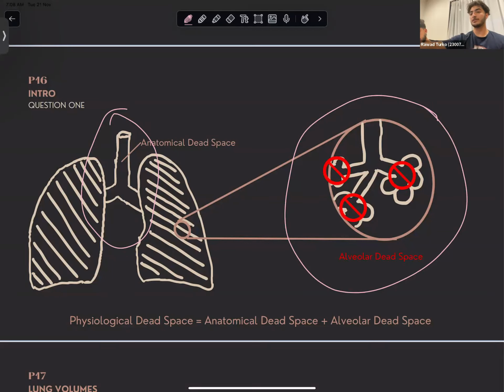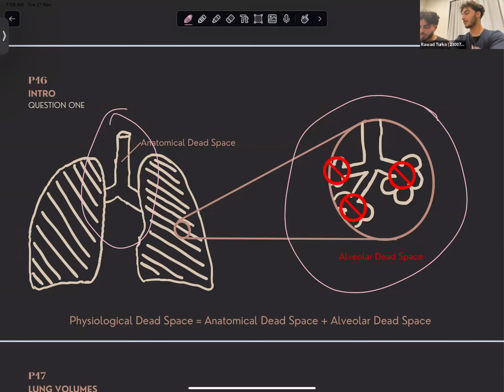Does that make sense? That's why in normal patients, it can be equal, and in patients that have some obstruction, it will be greater. But physiological dead space is always at least the anatomical dead space. So it's always equal to or greater than. Does that make sense? Cool. I'm going to take that as a perfect. Okay. Perfect. Thank you guys.